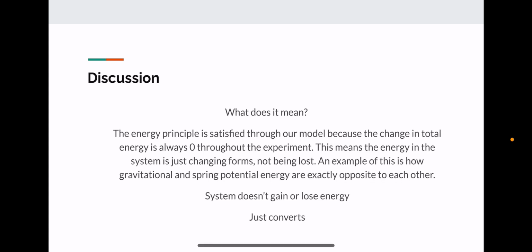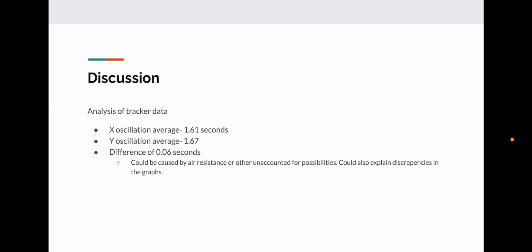Discussion. The energy principle is satisfied through our model because the change in total energy is always 0 throughout the experiment. This means the energy in the system is just changing forms, not being lost. An example of this, as I said before, is how gravitational and spring potential energy are exactly opposite to each other. So overall, the system doesn't gain or lose energy, it just converts.